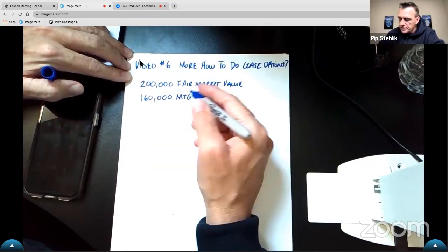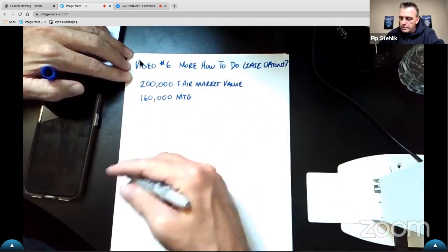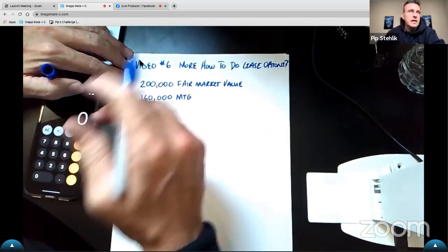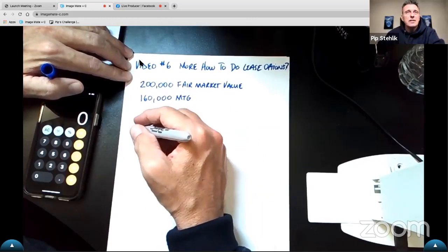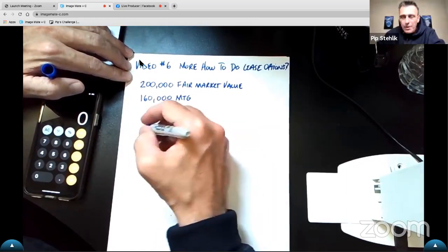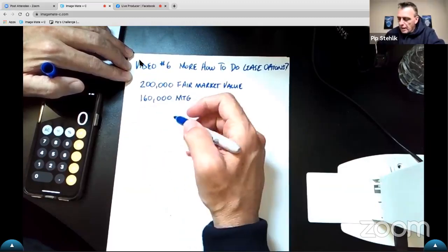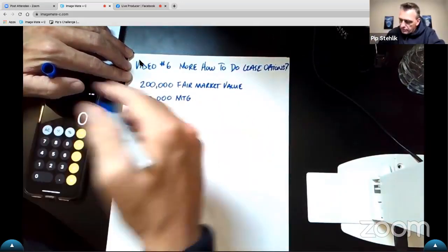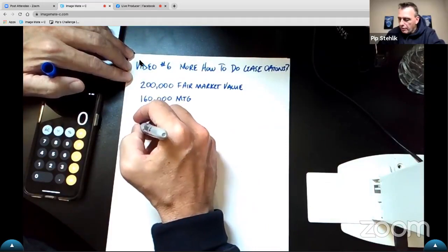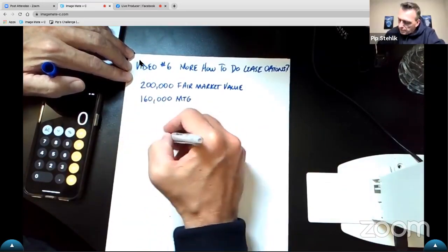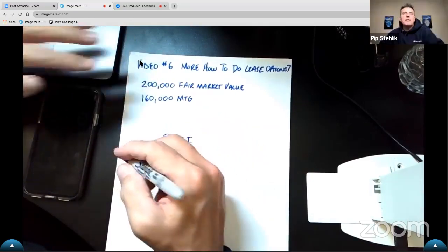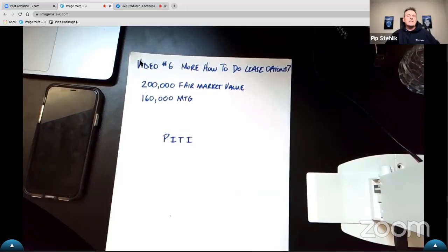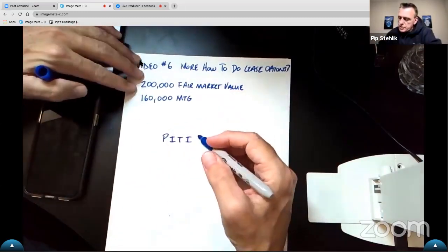And as we go through this example, you're going to start to see that there is a lot of math and there's a lot of different things that we need to pay attention to as we go through it. And so we've got this $160,000 mortgage. When we have a $160,000 mortgage, we have a payment that's going to be made on that. And so we've got this payment going out every month. We get this payment going out for what's called principal, interest, taxes, insurance, PITI, on that property.